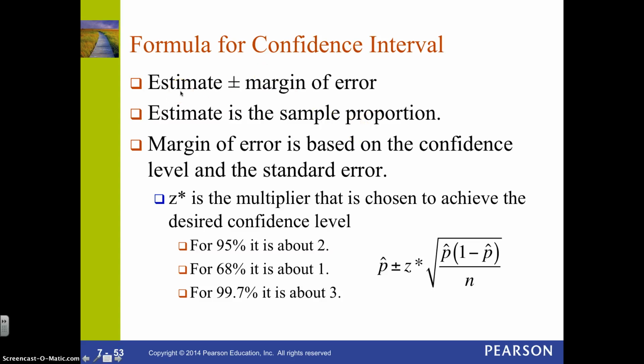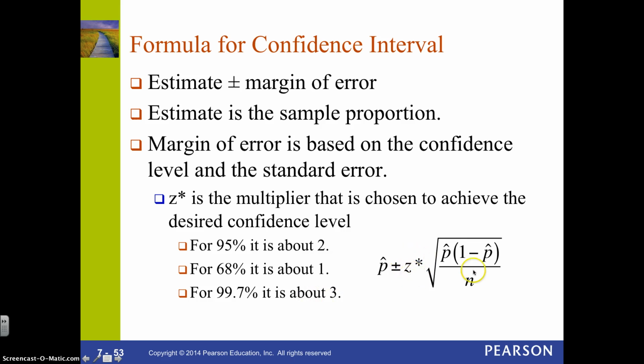So my estimate is a sample proportion, and the margin of error is based on the confidence level and the standard error. We have what we call this Z star, and Z star will change depending on what confidence level you want. So you see it right here in the formula. Currently, we've been using 2 because I've been talking about a 95% confidence interval. If I wanted to make a 68% confidence interval, then I would make my Z star 1. Remember, the rest of the empirical rule says that 99.7% fall within 3 standard deviations, so I would make this a 3 here if I wanted a 99.7% confidence interval.